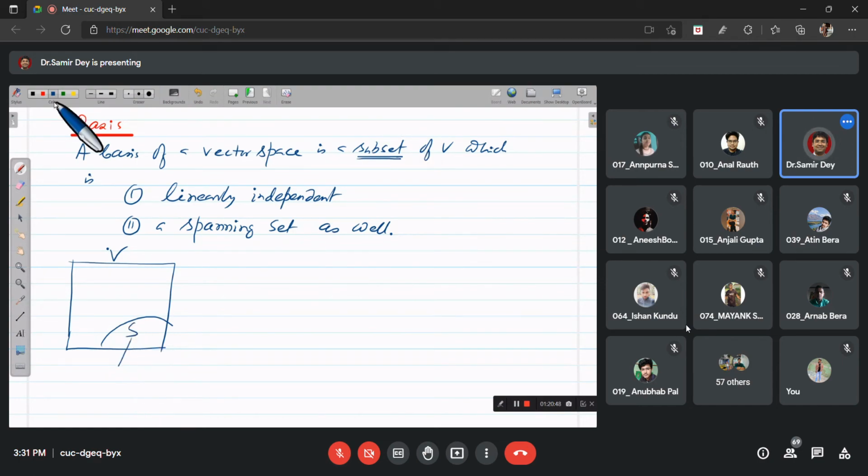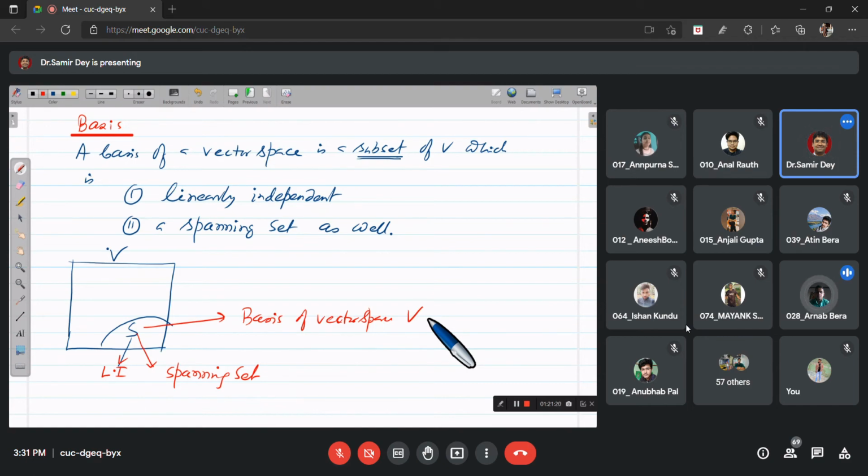If this S is linearly independent and a spanning set, then this set is called a basis of vector space V. Clear or not? Sir, if subset S is a linearly independent and spanning set, then S is called a basis of vector space V.